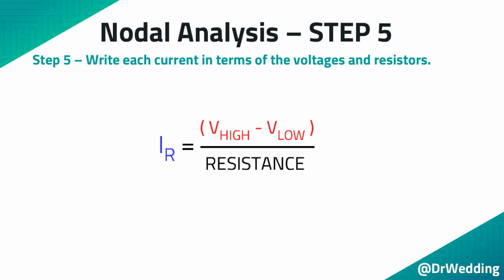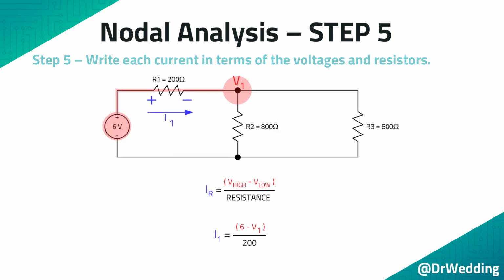From Ohm's law, the current through the resistor is the voltage on the high side of the resistor minus the voltage on the low side of the resistor divided by the resistance. It is very important that you get this equation correct. The voltage will enter on the high voltage side and exit on the low voltage side.